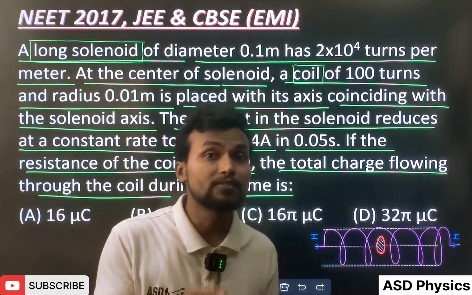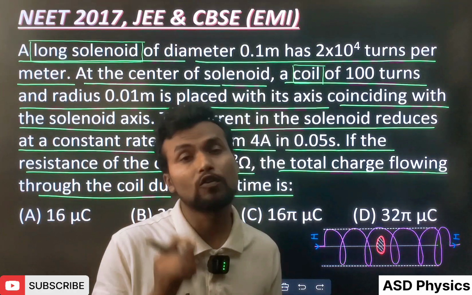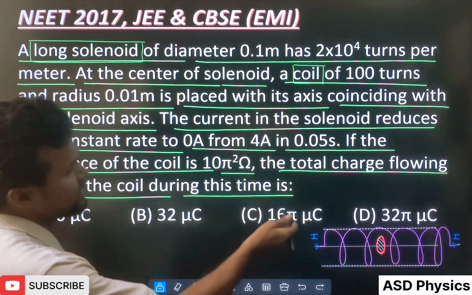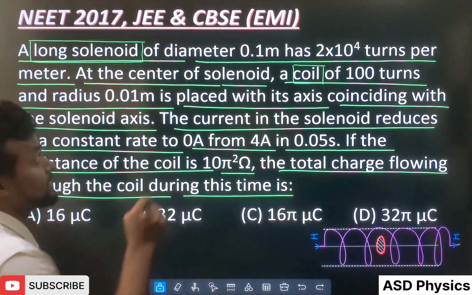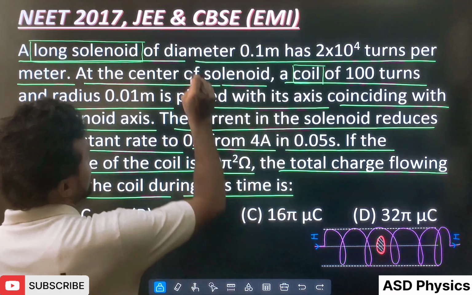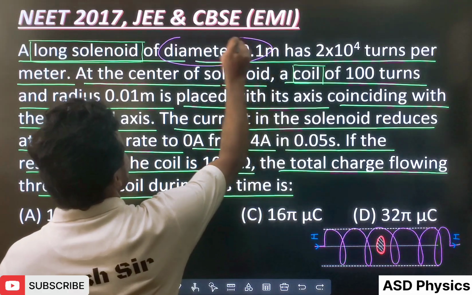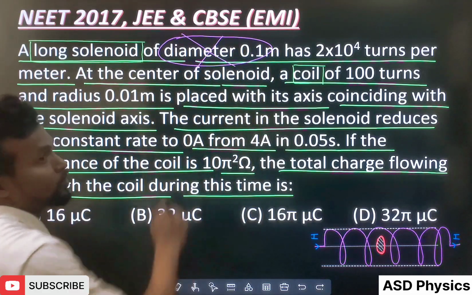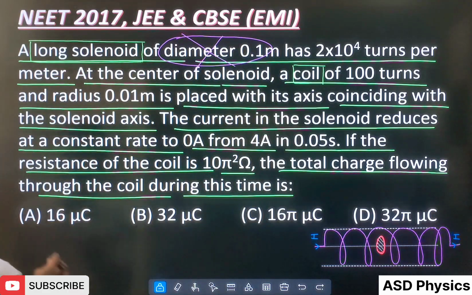And the magnetic field inside the long solenoid formula is mu naught n i in an air medium. It is independent of the radius of the solenoid. That means this data has no use here. Okay, see here please. Diameter is given here, anyhow no use, but I will write here 0.1 meter. This thing we are writing for the solenoid.